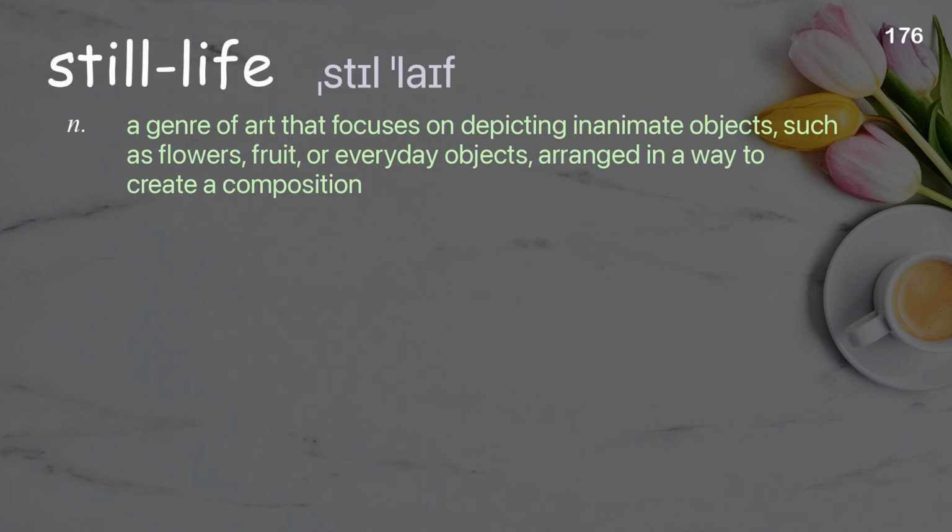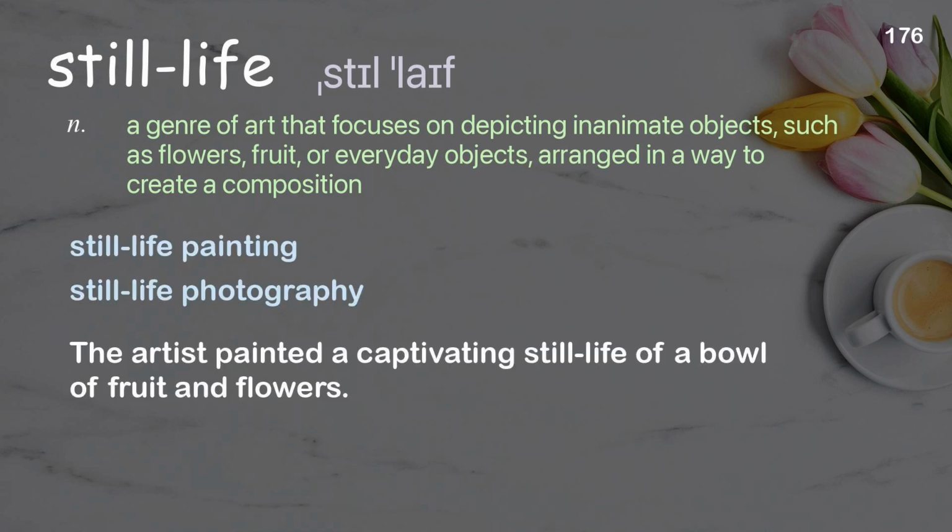Still life. A genre of art that focuses on depicting inanimate objects, such as flowers, fruit, or everyday objects, arranged in a way to create a composition. Examples: Still life painting. Still life photography. The artist painted a captivating still life of a bowl of fruit and flowers.